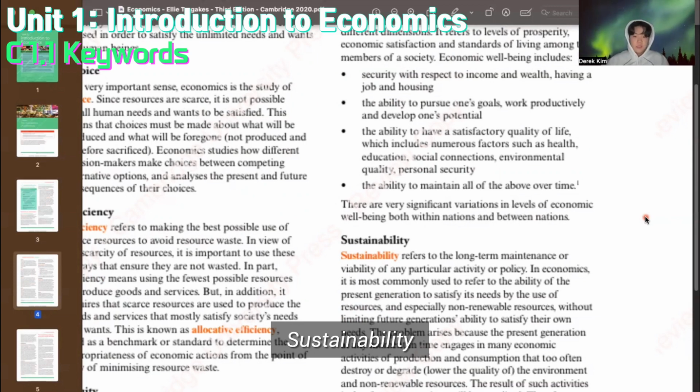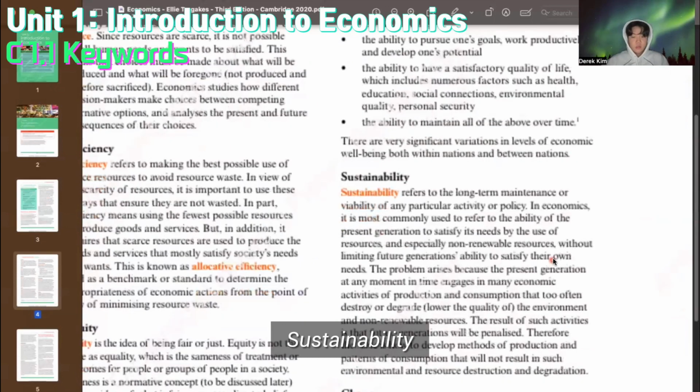The problem arises because of the present generation, so it'd be us, in terms of our future generation. The present generation at any moment in time engages in many economic activities of production and consumption that too often destroy or degrade, which means lower the quality of, the environment and non-renewable resources. The result of such activities is that future generations will be penalized.